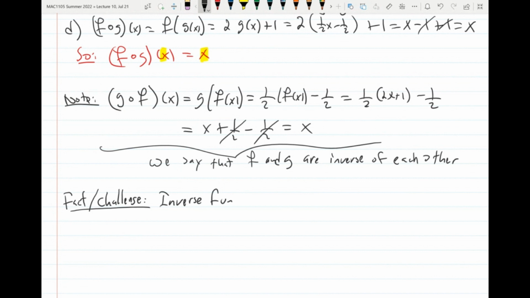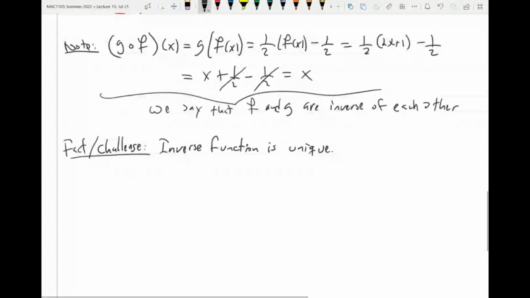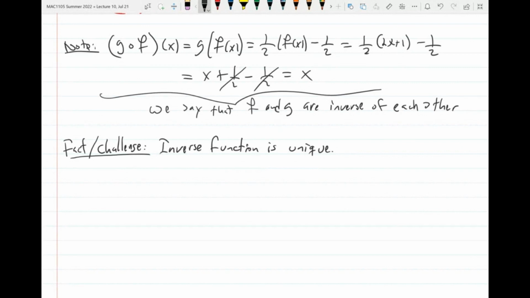The inverse function is unique. In other words, a function cannot have two inverses or more. Okay? A function may not have an inverse, but if it has an inverse, it has to have only one. Okay? So because there is only one inverse, we actually have a special notation for that.